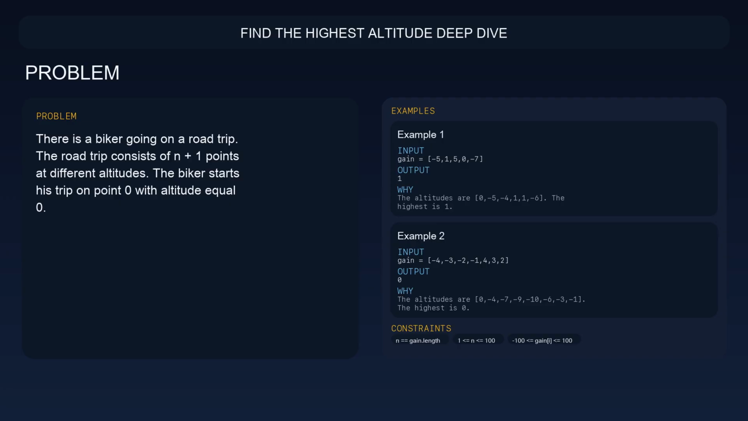Example 1 ends with answer 1. The altitudes are 0, -5, -4, 1, 1, -6. The highest is 1. Example 2 ends with answer 0. The altitudes are 0, -4, -7, -9, -10, -6, -3, -1. The highest is 0.